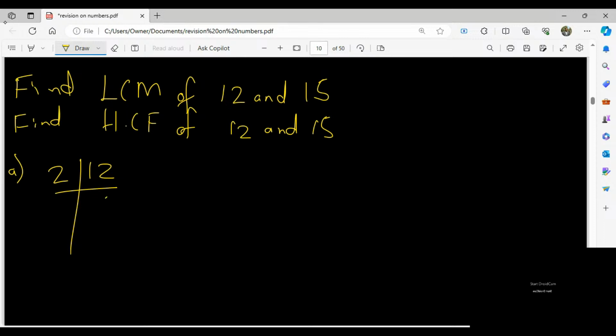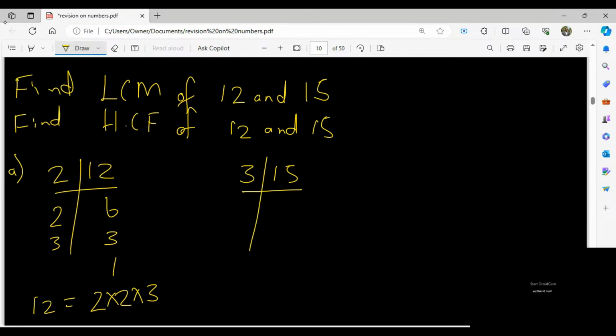2 into 12, 6. 2 into 6, 3. 3 into 3, 1. So 12 is equal to 2 times 2 times 3. Okay. And then 15 cannot be divided by 2, so we divide by 3. 3 into 15, 5. 5 into 5, 1. So 15 is equal to 3 times 5.